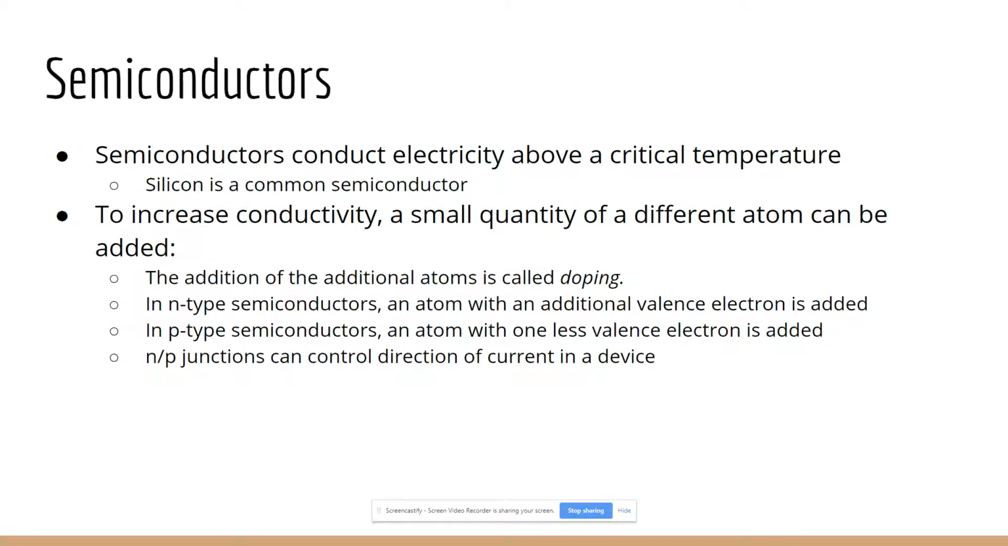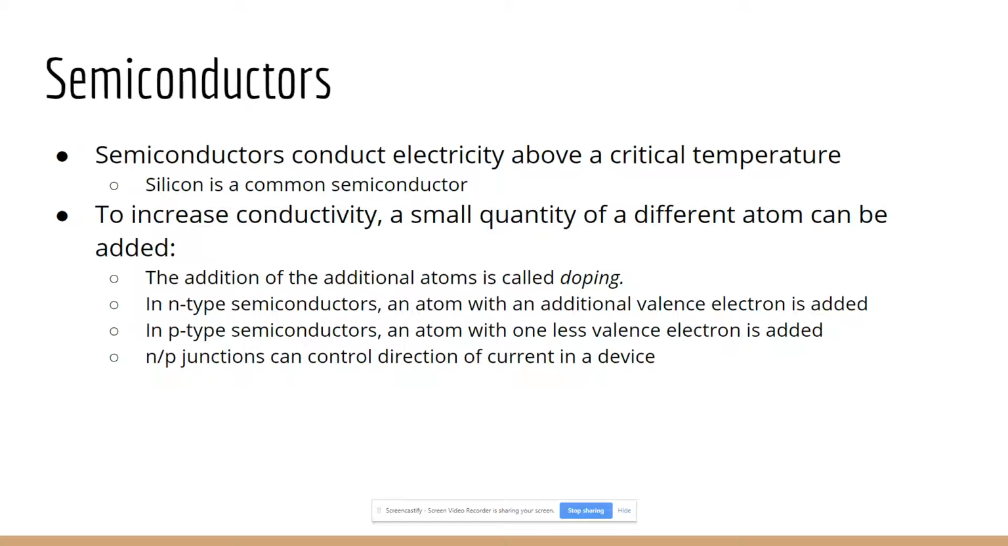Pause here. So we talked about semiconductors last year where we were talking about metals, metalloids, nonmetals. These are things that conduct electricity above a critical temperature. You should know that silicon is a semiconductor. But sometimes we want to increase the conductivity of a semiconductor, and we're going to add a small quantity of a different atom. The addition of those atoms is called doping.